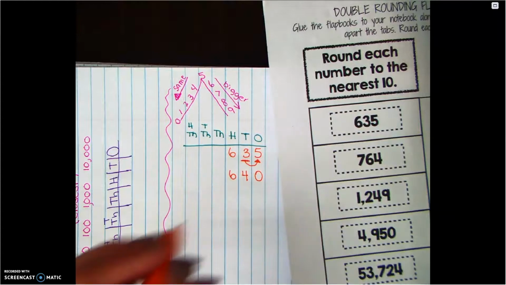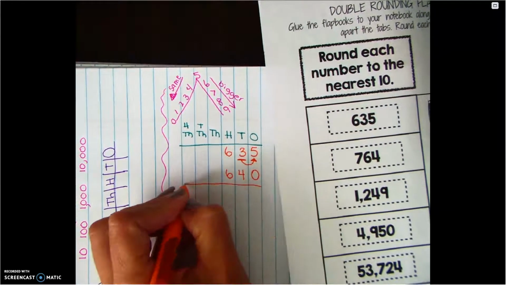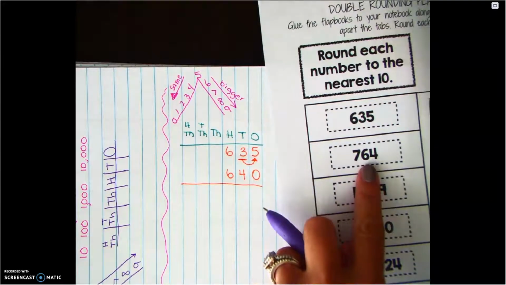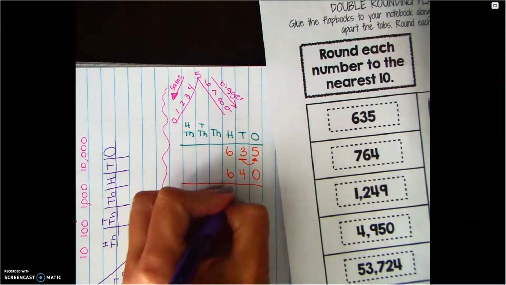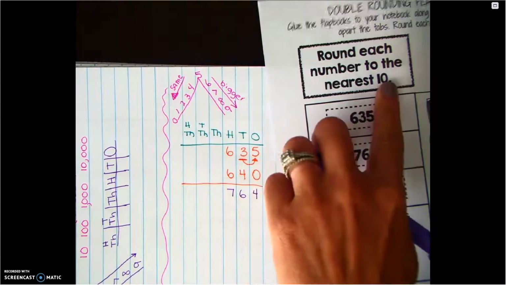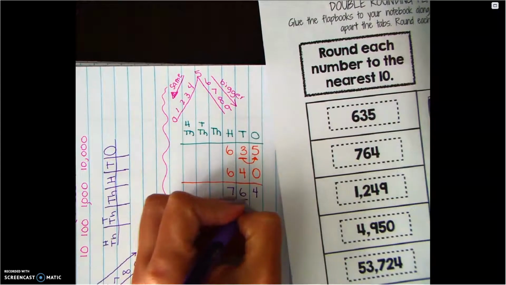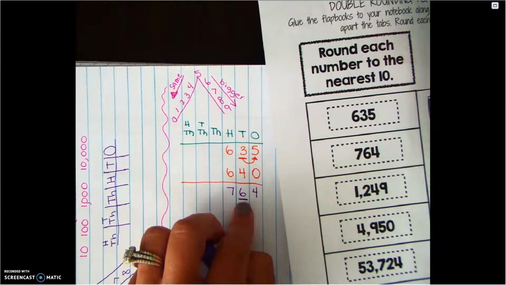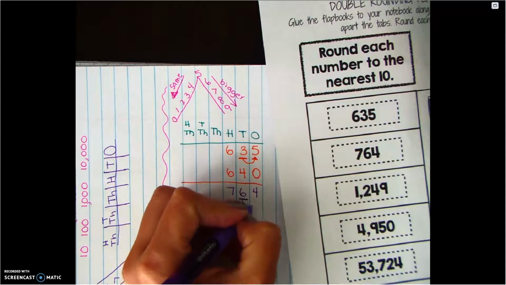So let's try another one. So I'm just going to draw a line right here, and I'm going to do my next one. So I have 764. I'm going to write it in here. I'm rounding to my nearest 10. Underline my tens, so I know that's the number I'm deciding if it's going to change. Look to the right.